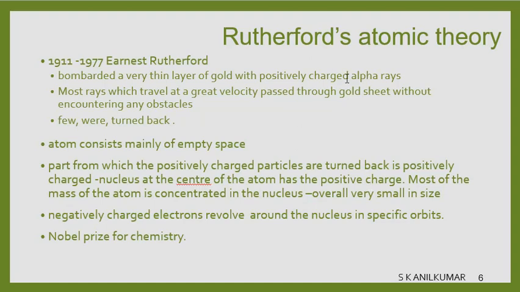So the rays were returned because there is something called the nucleus which has most of the mass of the atom. It is concentrated at the center of the atom. The rest of it is empty space. This nucleus at the center is of positive charge. And whatever is negatively charged revolves around the nucleus on a specific orbit, and they are of very minuscule size, and that is what he did.